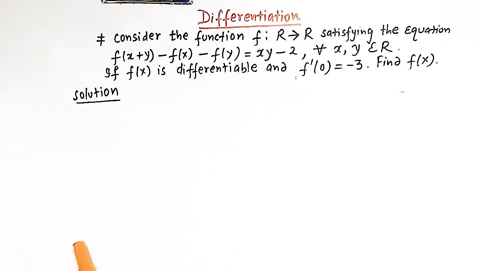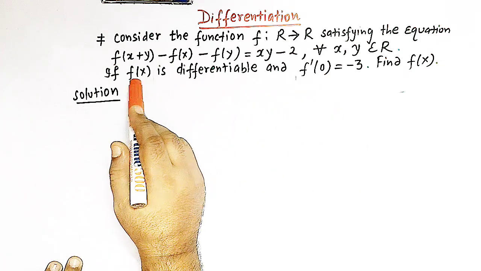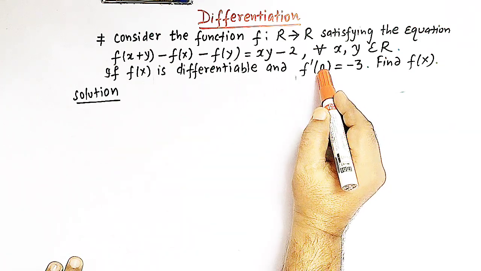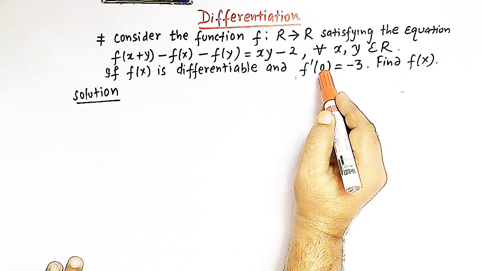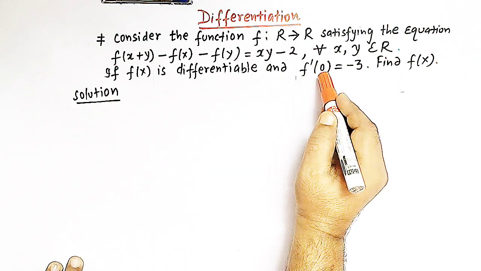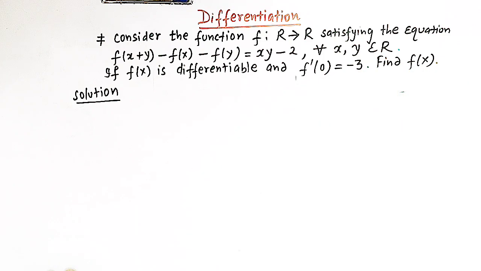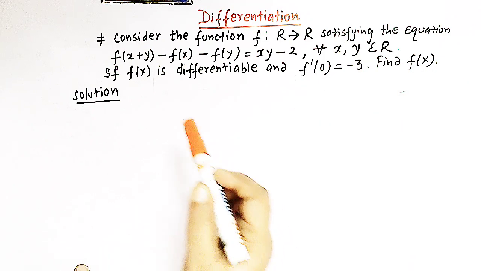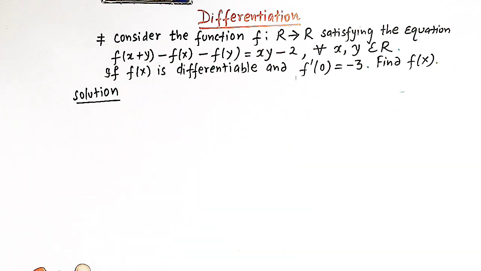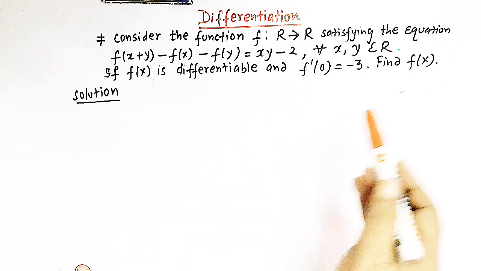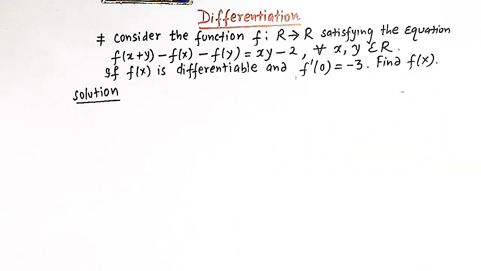And here we are given that this function f of x is differentiable, and the derivative of this function f of x at this point, that is x is equal to 0, that is f prime of 0, is equal to minus 3. Then we have to find the function f of x, right? So using this functional equation and some concepts from derivatives, let us see how we can find out the function f of x.